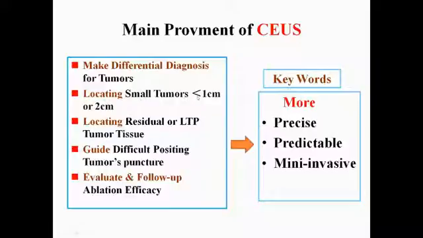They may be less than 1 or 2 centimeters, and it's helpful to locate residual tissues or local tumor progression tissues. It's helpful to guide punctures for tumors in difficult positions for ablation, and to evaluate and follow up the ablation effect or treatment. By these keywords, we can see that by using contrast ultrasound, the diagnosis and treatment are more precise, more predictable and more minimally invasive.